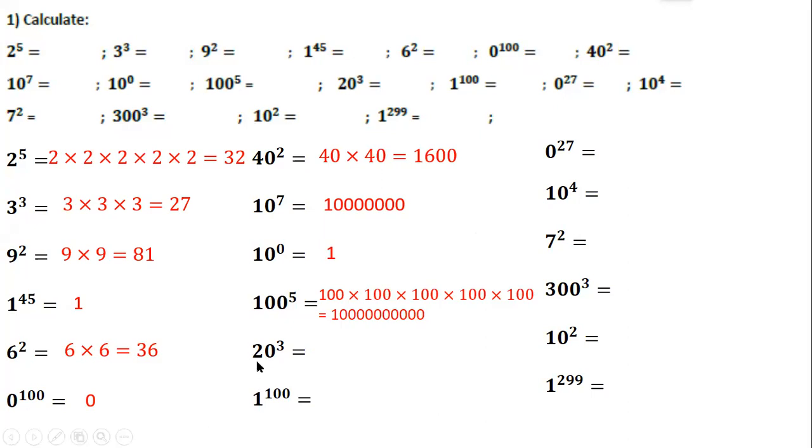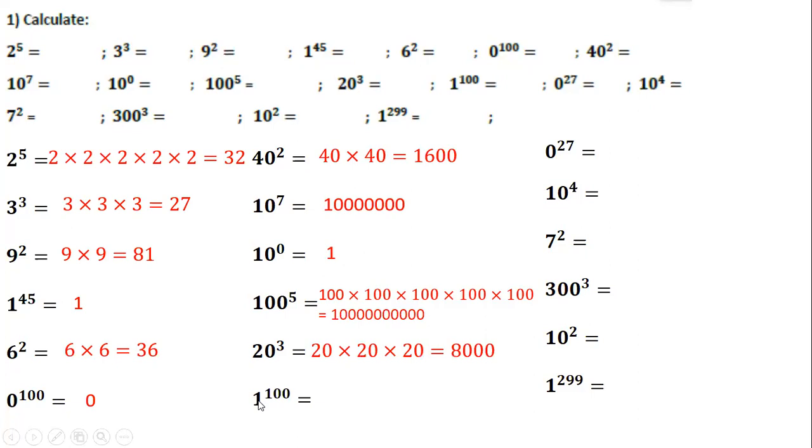Salman, now we have 20 cube. Is it a power of 10, 20 cube, Salman? No, because the base is 20, it's not 10. So how do we calculate 20 cube? How do we write it? 20 times 20 times 20. Bravo. 20 times 20 times 20. Don't be afraid, I want you to answer, Salman, and trust yourself, okay? Okay. Thank you. I move again to Ghadi.